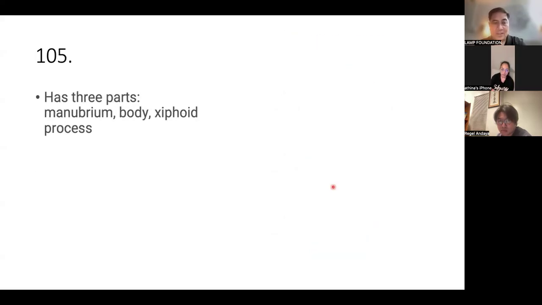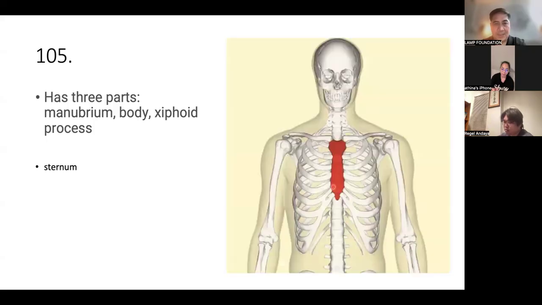Okay, what do you call this structure? It has three parts, the manubrium, the body, and the xiphoid process. It's the sternum. This is the manubrium, the body, and the xiphoid process. Can you feel your xiphoid process? So this is the collarbone. This is called the clavicle.